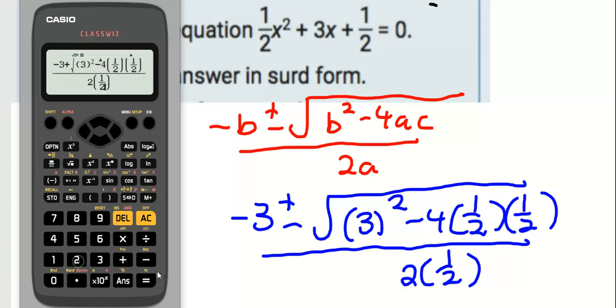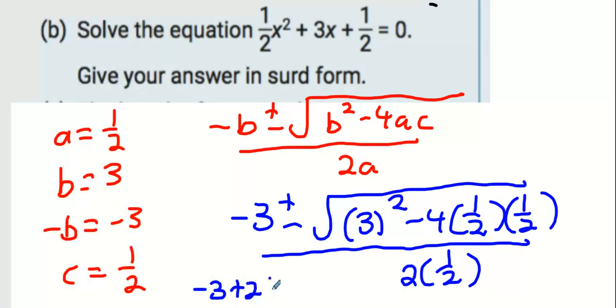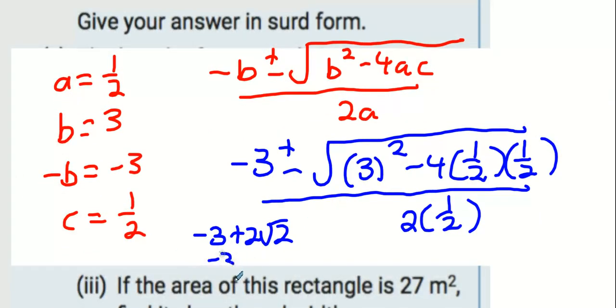All right. Who got an answer of minus 3 plus 2 root 2? And you have to leave it like that, don't you? So that's surds. And did anybody get minus 3 minus 2 root 2? That's the second answer. All right. Next one.